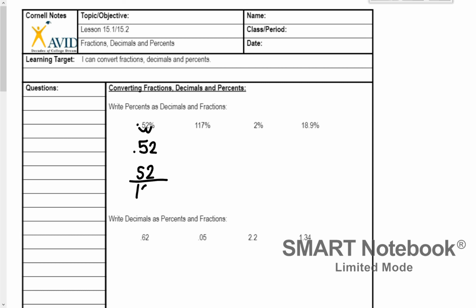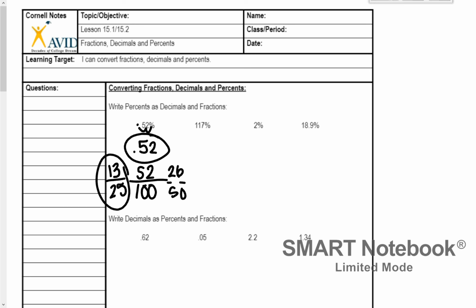52% is out of 100. We'd want to simplify that, so we can divide the top and bottom both by 2. We can make that 26 over 50. We could divide the top and bottom again by 2. We can make that 13/25, which would be our final fraction for that one.